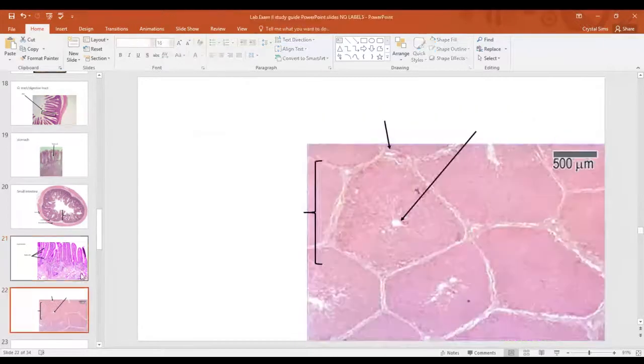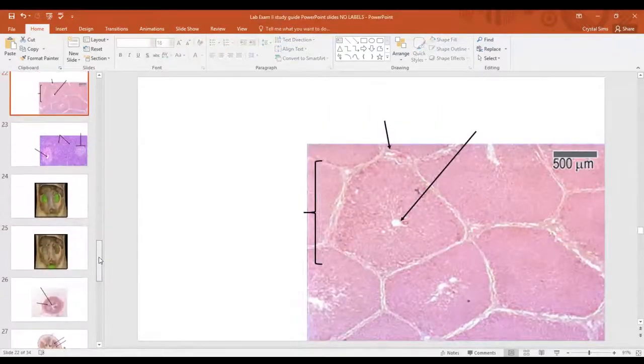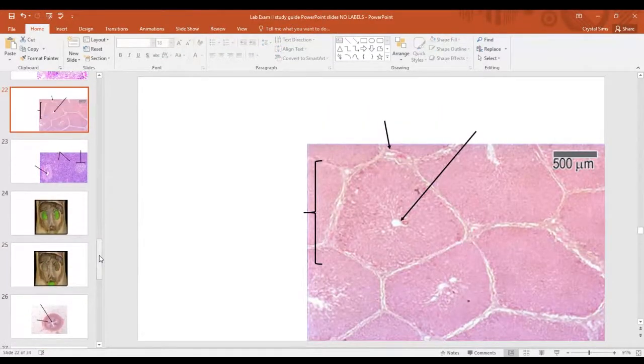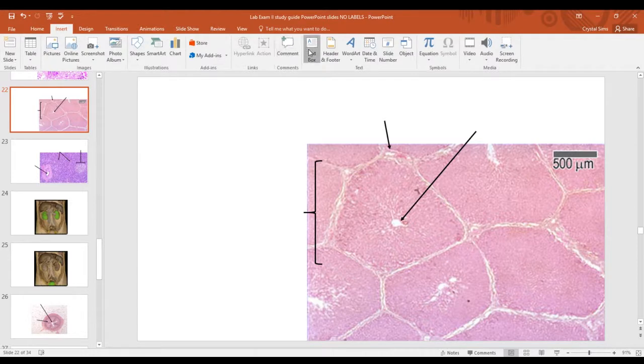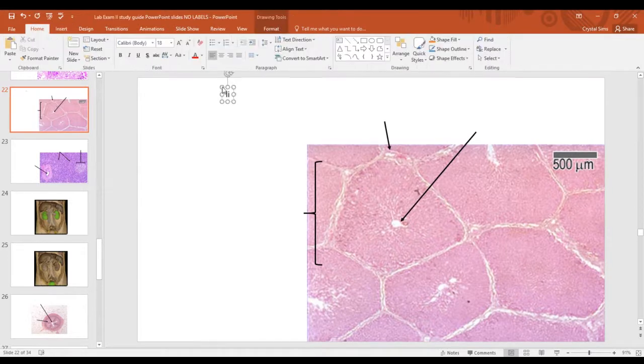Okay. What about here? What have I got here? What organ am I looking at again here? Yes, Kaylee, this is my small intestine. And what am I looking at? I've got it pointing to those kind of clear looking round cells. What type of cells are those?